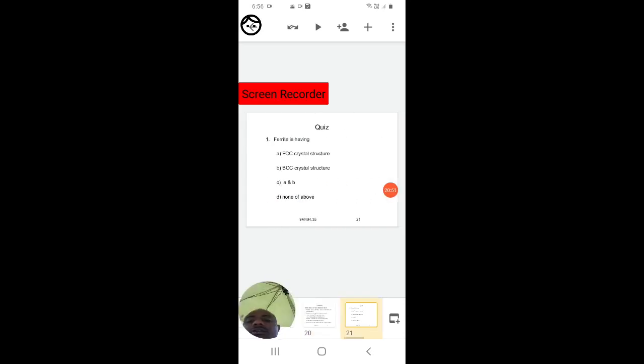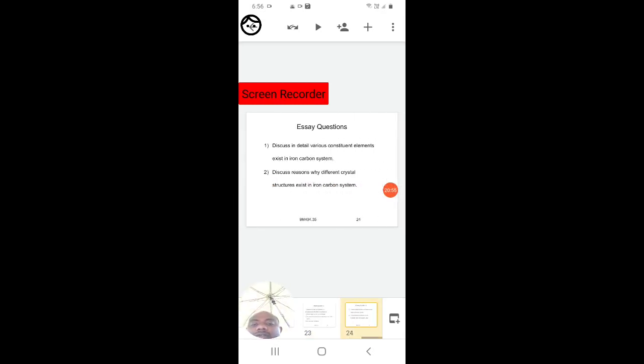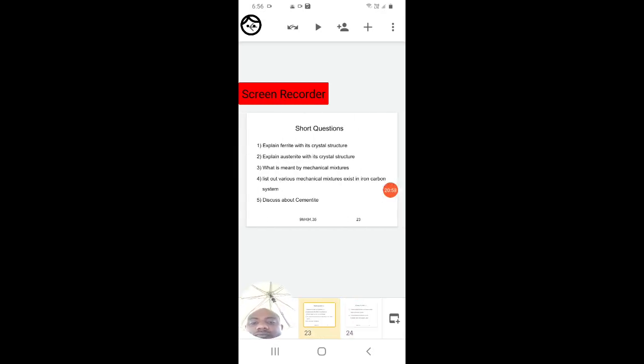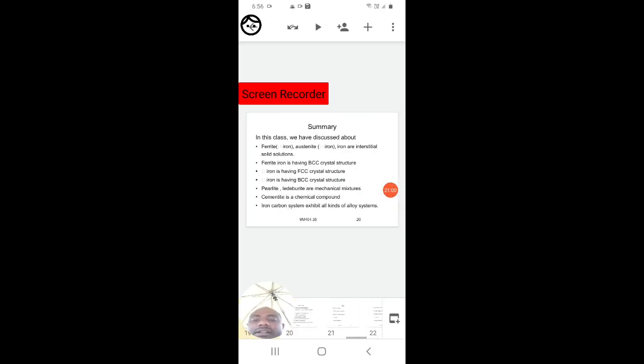We will see all these questions in the quiz also. So this is the final summary of which types of constituents occur. That is the main thing.